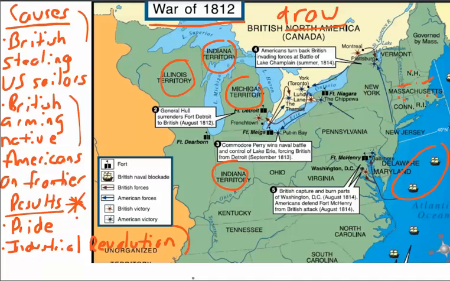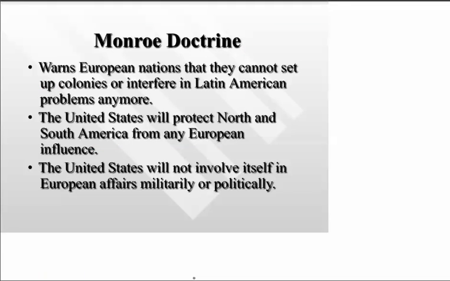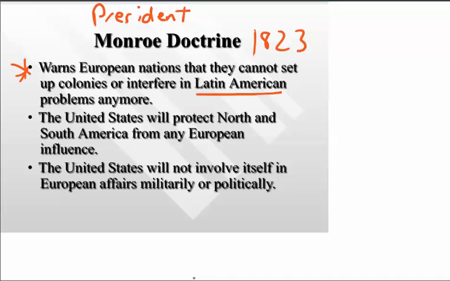Now, let us jump ahead about a decade and turn our attention to a defining moment in the history of the United States' relations with the rest of the world. In 1823, President James Monroe sent a message to the European powers, the British, the French, the Spanish, etc. And here's what he said in that message. He warned the European nations to stay out of Latin America.